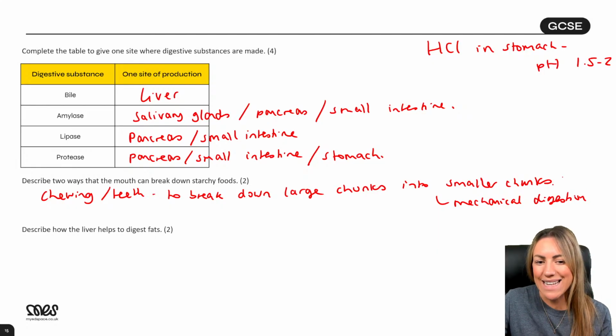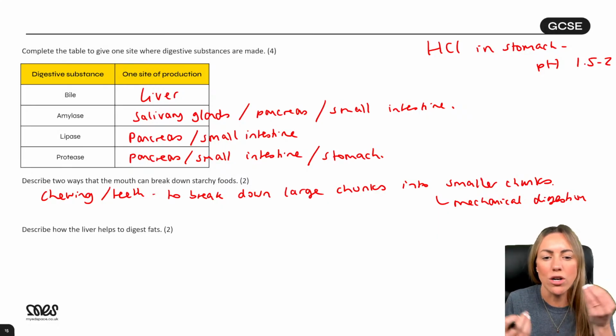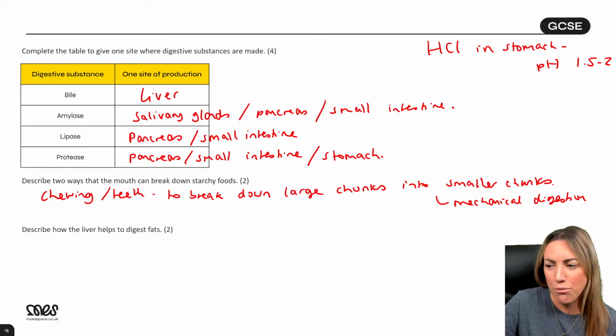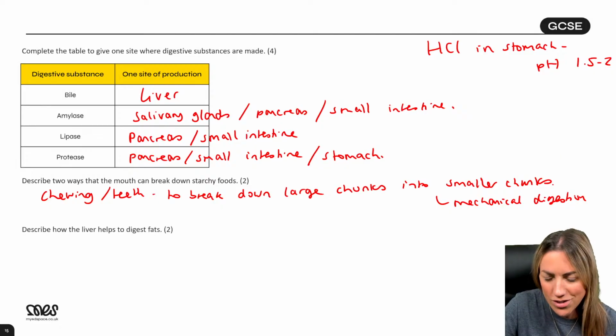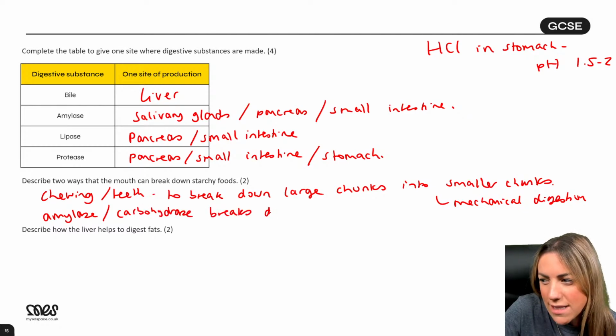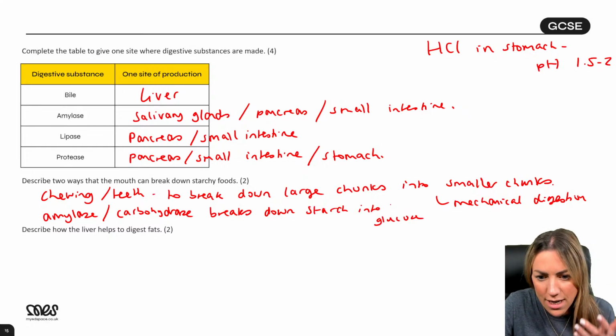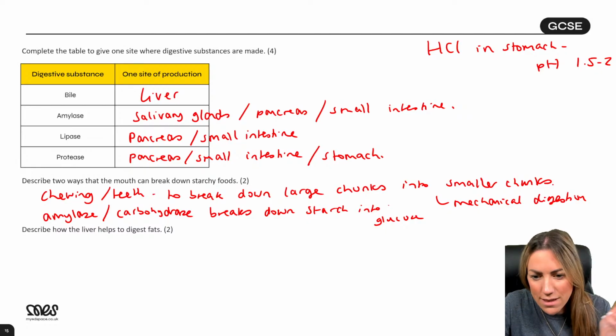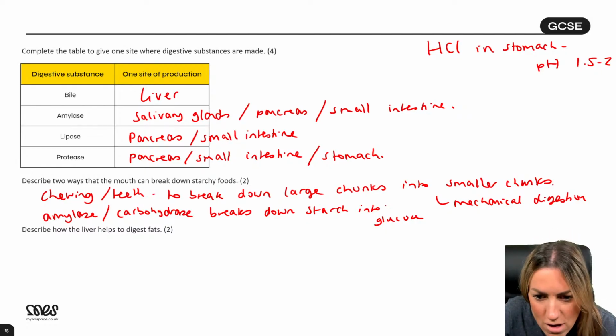Because it's not just enzymes, right? Enzymes would be chemical digestion, but we also have mechanical digestion in the mouth. We've got our teeth, we've got our tongue, we've got our chewing. That's breaking down large chunks into smaller chunks. But then we've also got amylase, or carbohydrase, as you can call it, which breaks down starch into glucose. That would be our chemical digestion, because that uses enzymes, which are proteins. Okay.